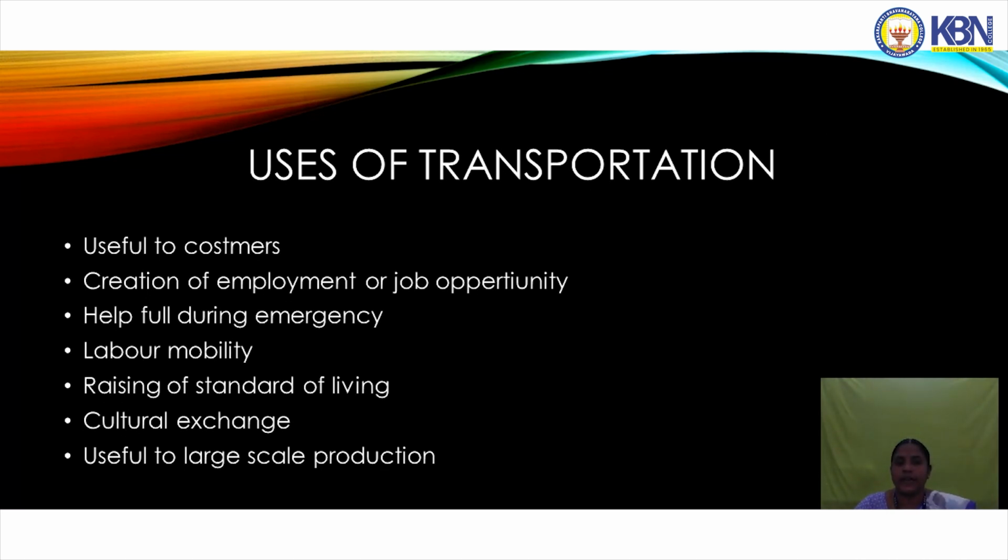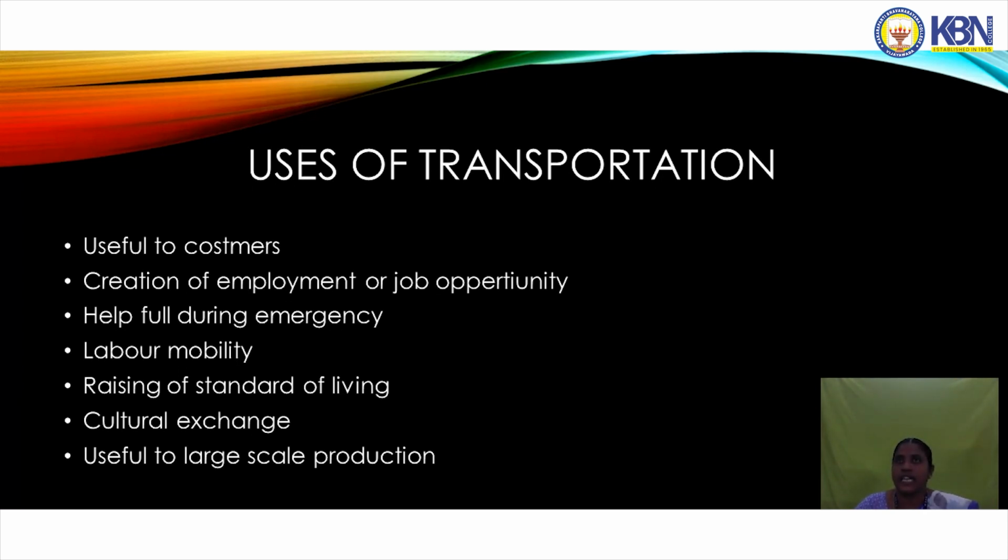Next one, labor mobility. What is labor mobility? Labor mobility means the movement of persons through transportation to their organizations, and the utilization of goods as well as people through transportation. Next one, rising standard of living. Rising standard of living means that as customers use more transportation, the demand for rail, water, air or road transportation grows, improving the living of customers and society. Then cultural exchange.